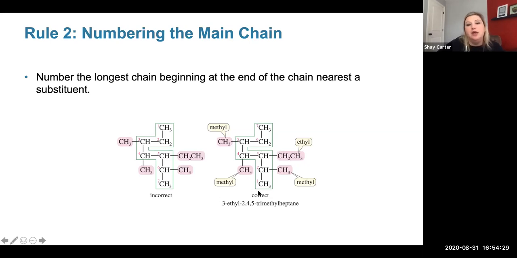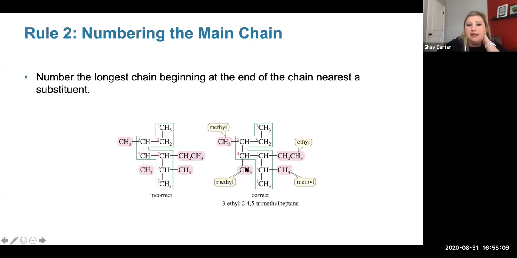And then we also, E comes before M. Now, when we use a prefix like tri, di, tetra for however many groups we have, we don't include that in the alphabetical order, as if things couldn't get any more complicated, okay? So ethyl comes before methyl, so we have 3-ethyl, 2,4,5-trimethylheptane.